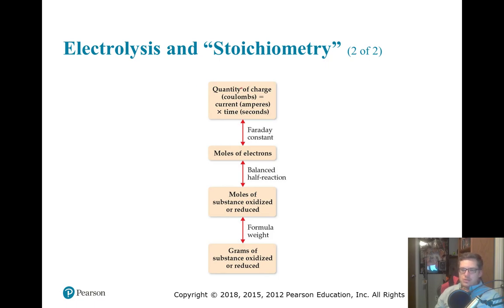If you start with quantity of charge in coulombs, you can use it to get your current or your time. As long as you have two, you can find the third. Then you can use Faraday's constant to convert to moles of electrons. Use your balanced half reaction to convert to moles of the substance you're looking at, either the oxidized or the reduced, and then you can go from that to grams. It's not terribly difficult; it's just about keeping track of your units and canceling what needs to be canceled.